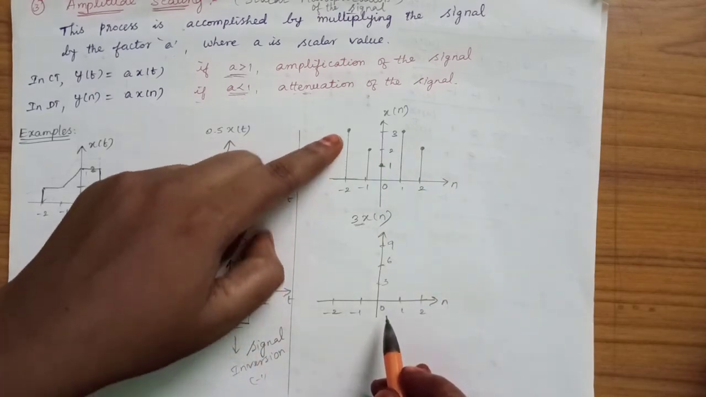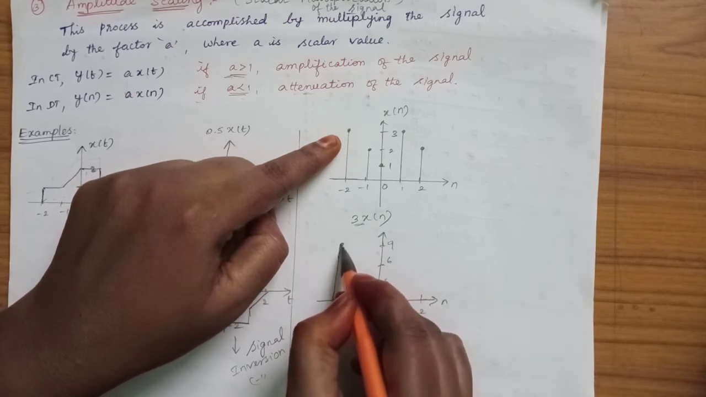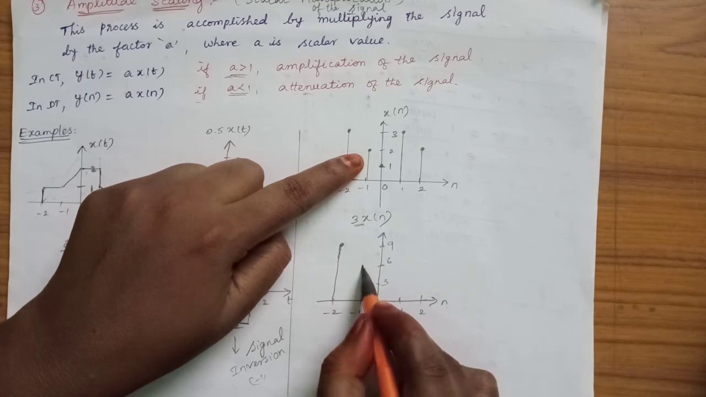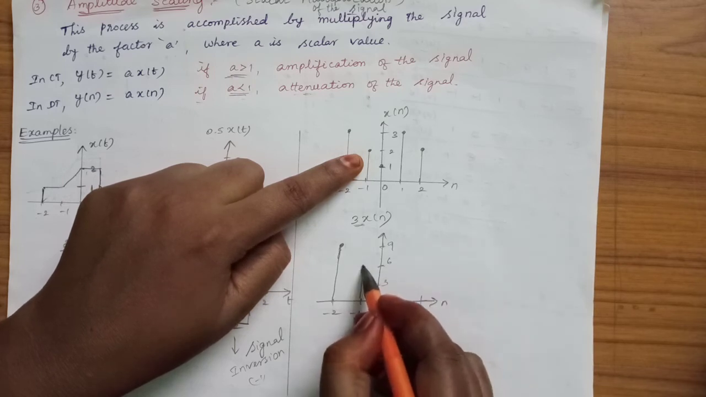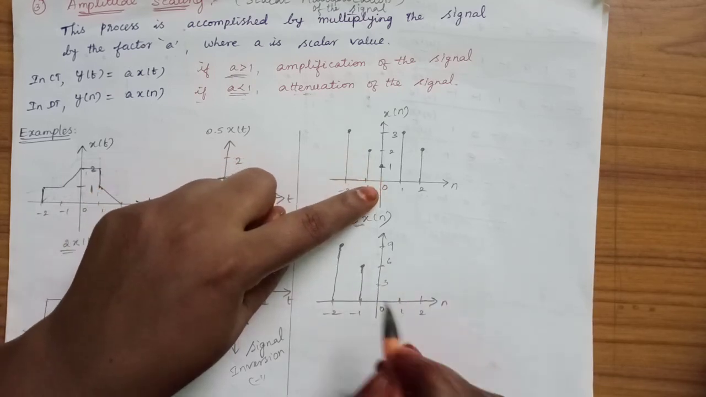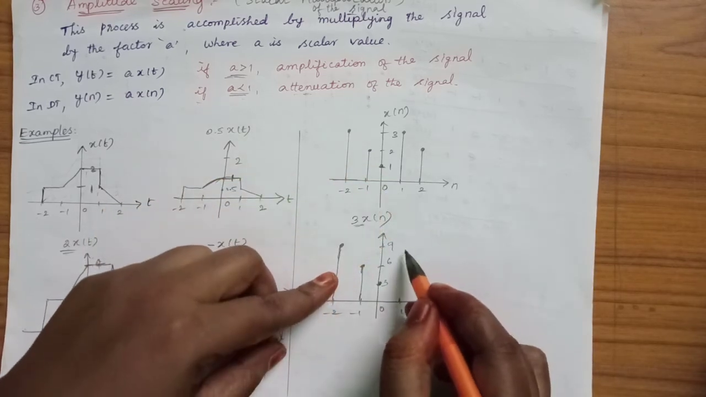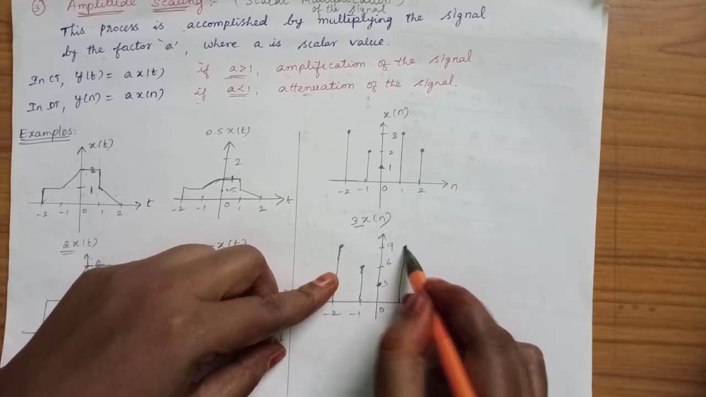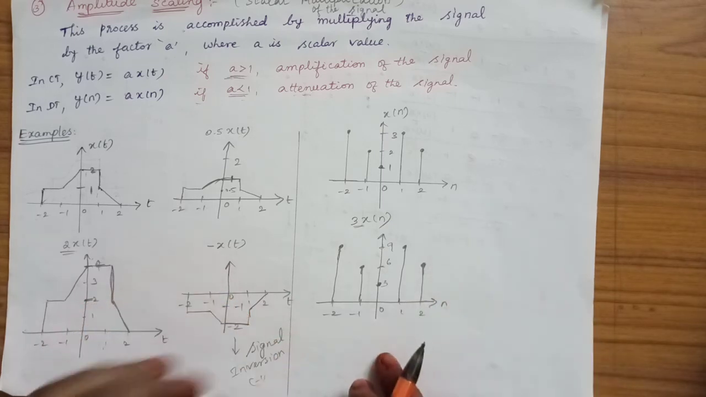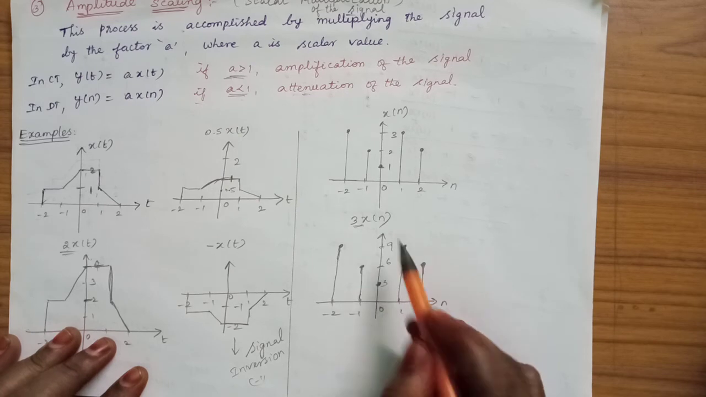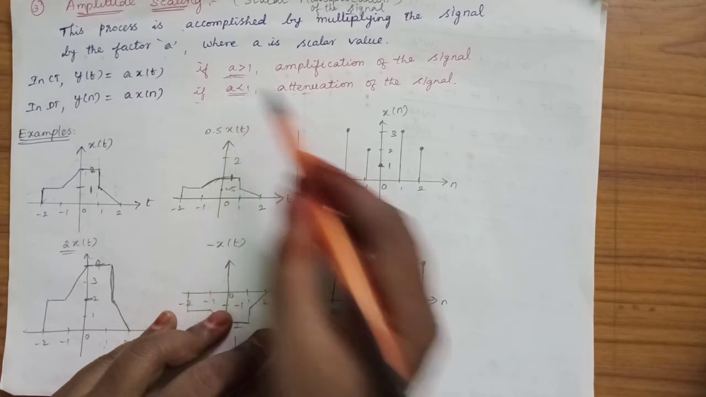So at minus 2, its value is 3, so here 3 into 3, 9. At minus 1, its value is 2, so 2 into 3, 6. At 0, its value is 1, so 1 into 3, 3. At 1, its value is 3, so 3 into 3, 9, and at 2, its value is 2, so 2 into 3, 6. So instead of writing from 0 to 9, we can directly scale the y-axis also. And we'll see one more example for a less than 1.